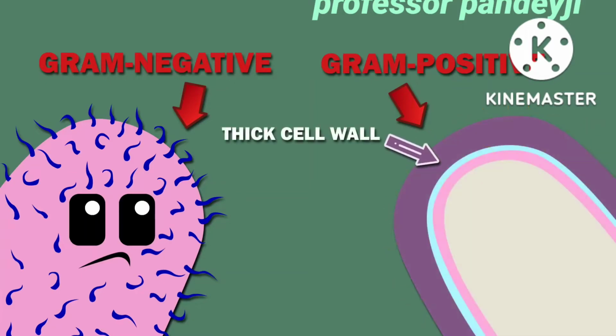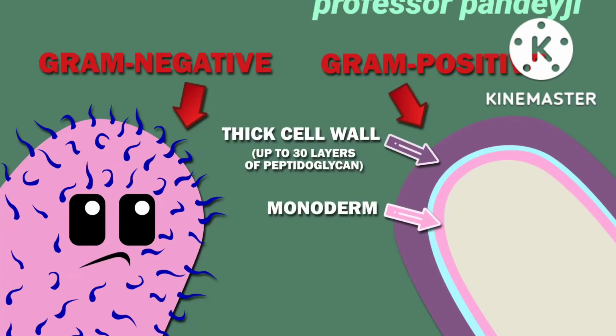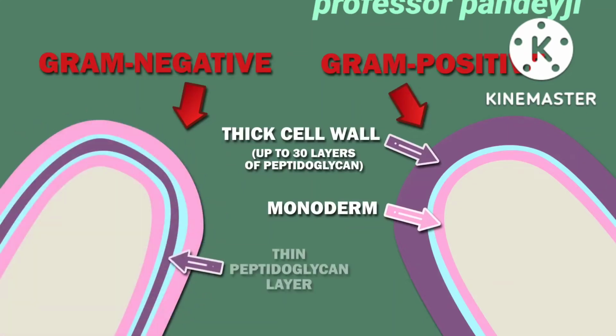Gram-positive bacteria have a thick cell wall, which consists of up to around 30 layers of peptidoglycan. This cell wall surrounds a monoderm, which is a single plasma membrane. Gram-negative bacteria have a much thinner cell wall, consisting of a single layer of peptidoglycan. This layer of peptidoglycan is sandwiched between two lipid bilayer membranes, called diderms.